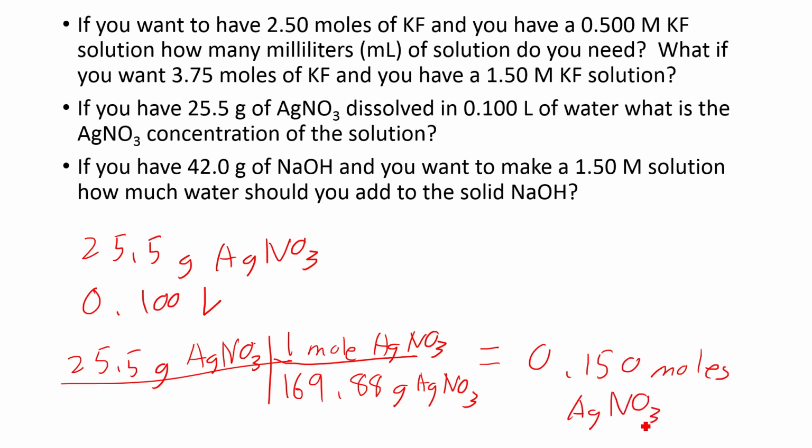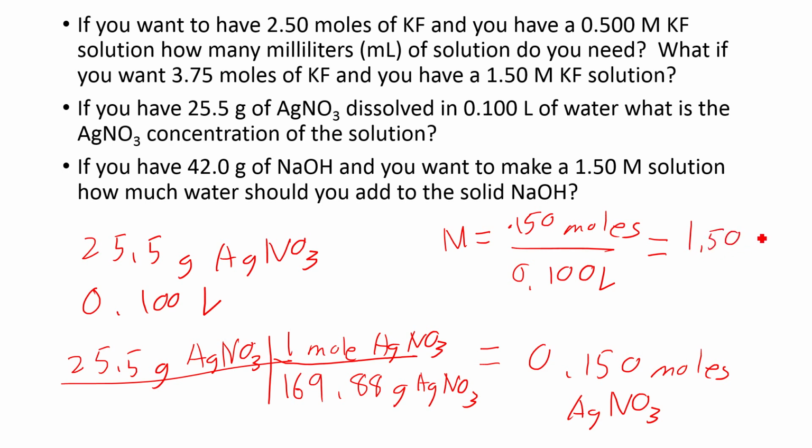And now our problem is just like before. We've got moles and liters, we want molarity. So our molarity is going to be equal to 0.150 moles over 0.100 liters. And from there, we're going to get that we need 1.50 molar. That's what our solution is going to be if we were to add 25.5 grams dissolved in 0.1 liters. So that's our concentration of our silver nitrate.